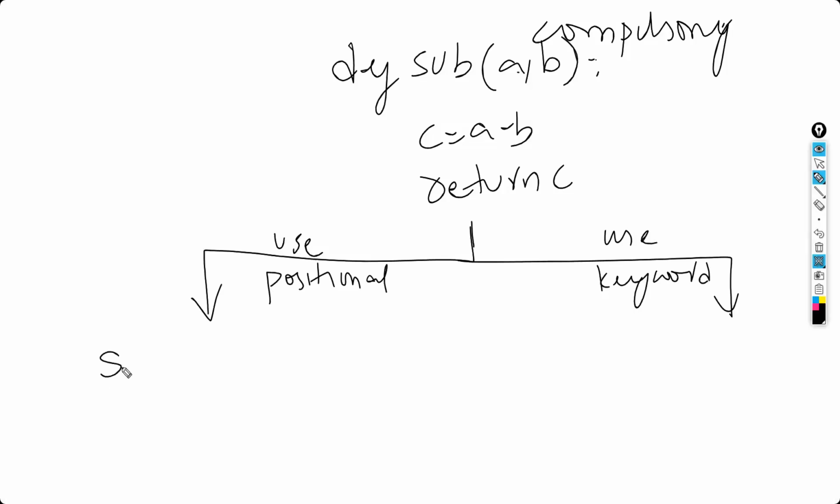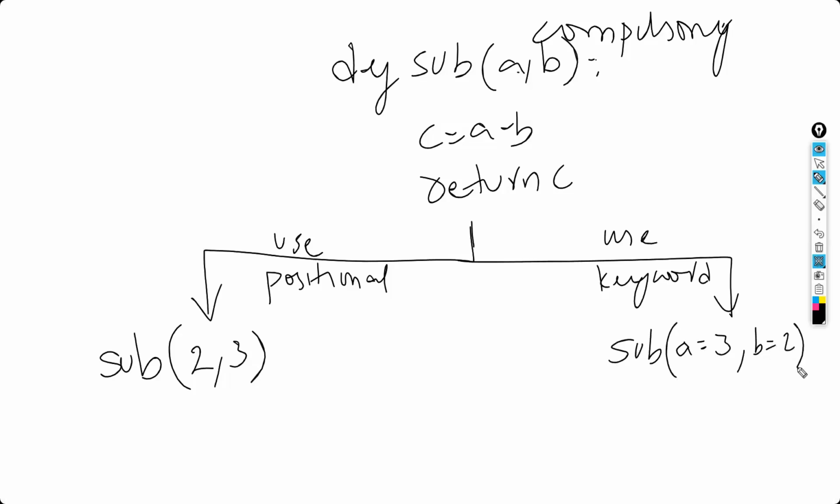Now here I'm using it as positional. Positional means it automatically takes the values. If you want to use keyword, you have to write A is equal to 3, B is equal to 2, or, what is the order? Here order is not important. B is equal to 3, A is equal to 2. In whatever order you are interested, you can write.